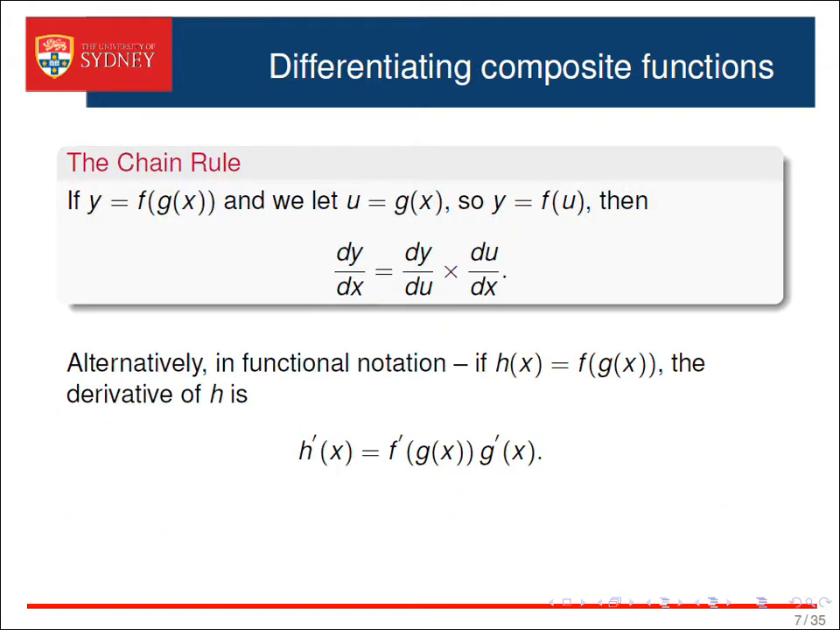If we are able to explicitly identify the inside and outside functions, like we did above, we can use something called the chain rule to differentiate the composite function. Specifically, if we call the inside function u, then we can write y in terms of u. The chain rule then states that our derivative dy dx is equal to dy du times du dx. That is, dy dx is simply the product of two simpler derivatives.